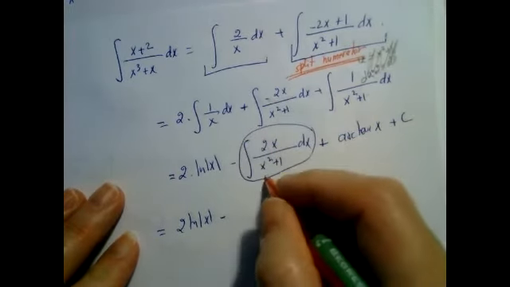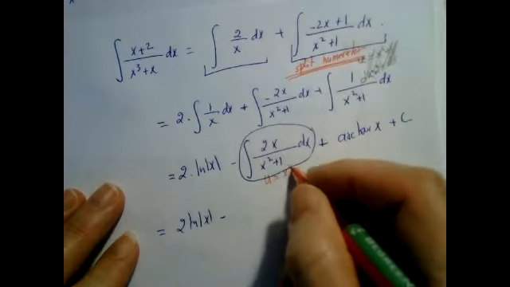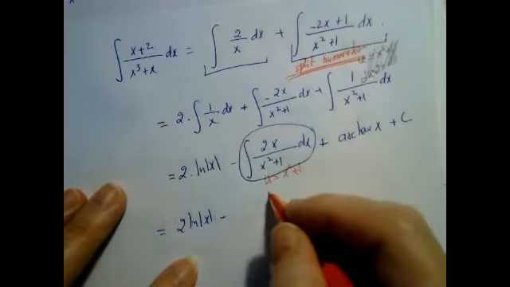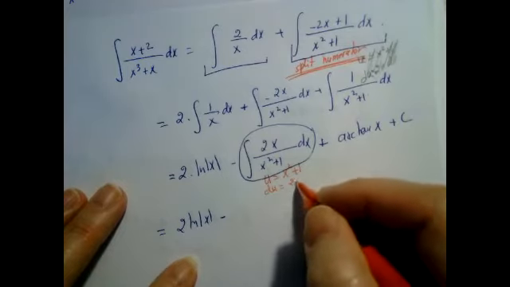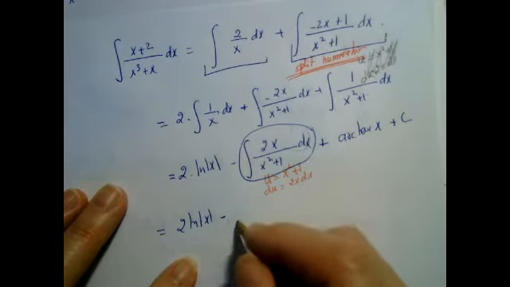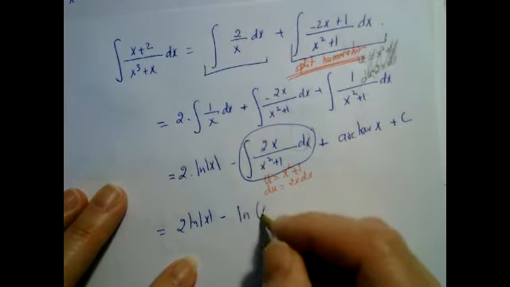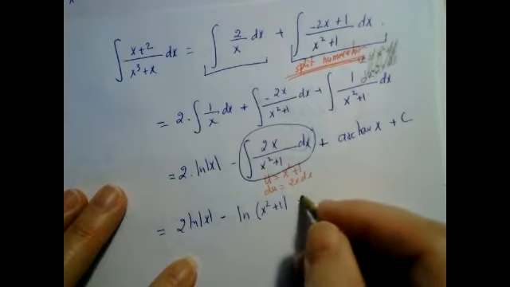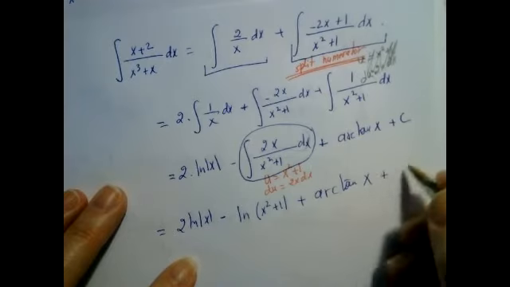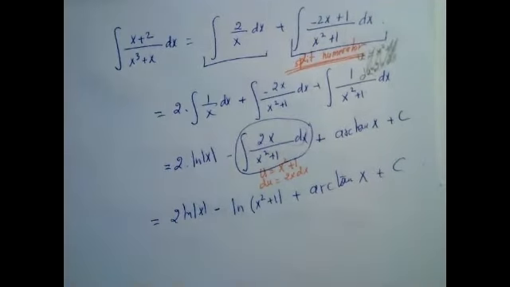Here, the substitution u equals x squared plus 1 will work because the du in this scenario is the 2x dx, which is totally right there in front of us in the numerator. So this piece will give me the ln of x squared plus 1 plus arctangent x plus c, and that's the end of the problem. Okay.